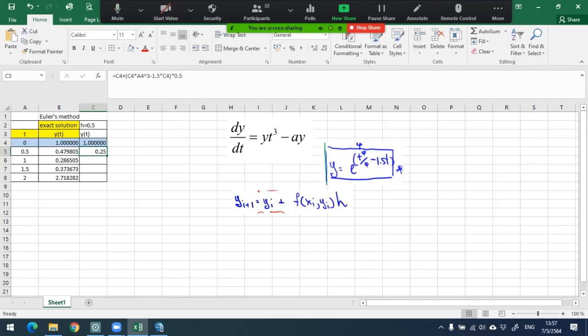After that, we do the same thing. When we move to the next row, we use the value at time step 0.5 as the initial value and do the same thing for the next step, time equal to 1. Then we get the solution like this for the Euler method with a step size of 0.5.